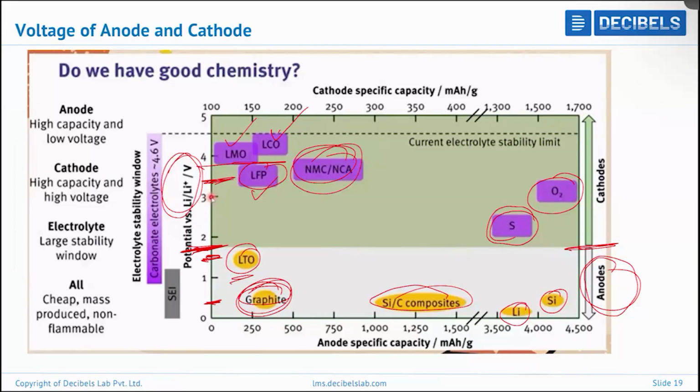So the chemistry is very important. The anode should have very high capacity. High capacity means it can store more lithium ions, at low voltage. The cathode should have high capacity, meaning it should store a lot of lithium, at high voltage, and the electrolyte should have a large stability window. All other materials should be stable. So all these components matter a lot when you're designing a battery with respect to high voltage.